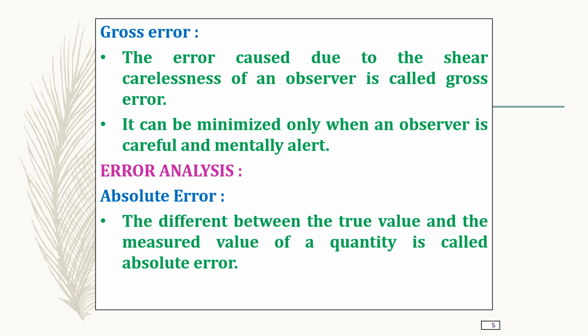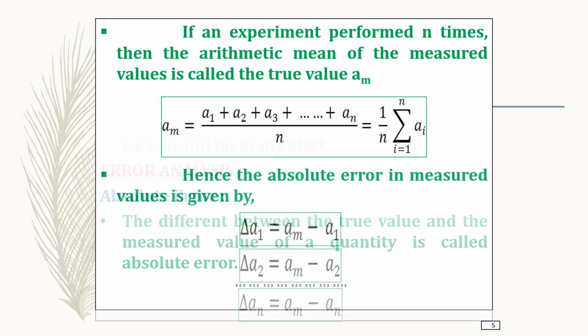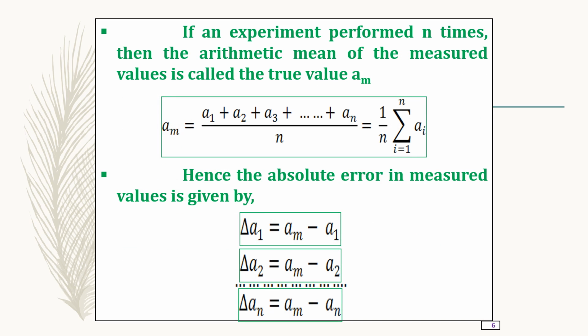Next, we will move into error analysis. The first one is absolute error. The magnitude of the difference between the true value and the measured value of a quantity is called absolute error. If an experiment is performed n times, then the arithmetic mean of the measured values is taken as the true value, AM.